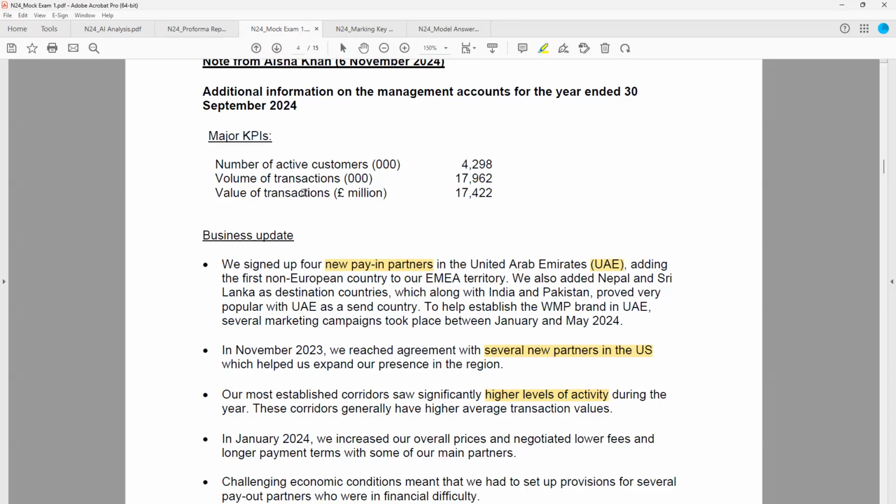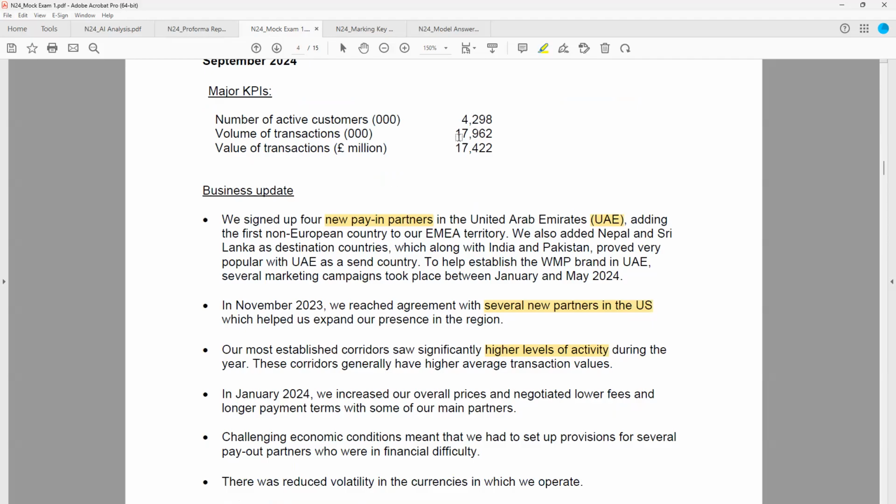But I generally like to have a high level look, so I know I've got some of the numbers I'm going to need here to calculate the KPIs. This is a reason here why EMEA will have gone up: new partners in the UAE, the first non-European country into that territory. They've added a few other countries as destination countries, which, along with some existing destination countries, proved popular with the UAE as a send country. So that'll be a reason why EMEA will have gone up. So we'd expect to see that number go up.